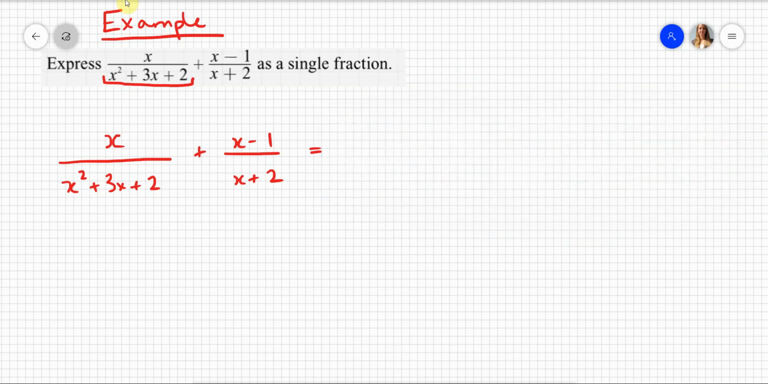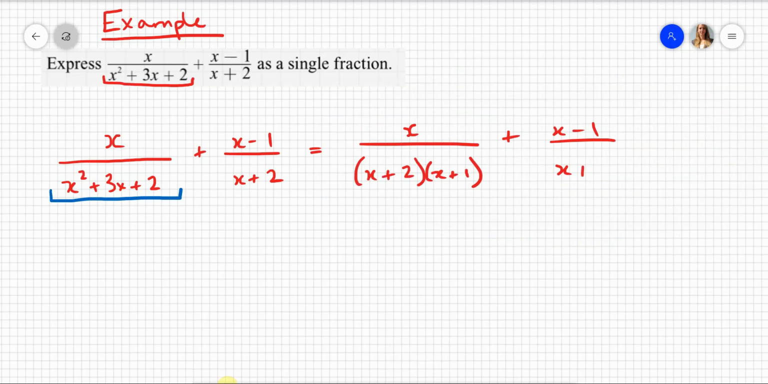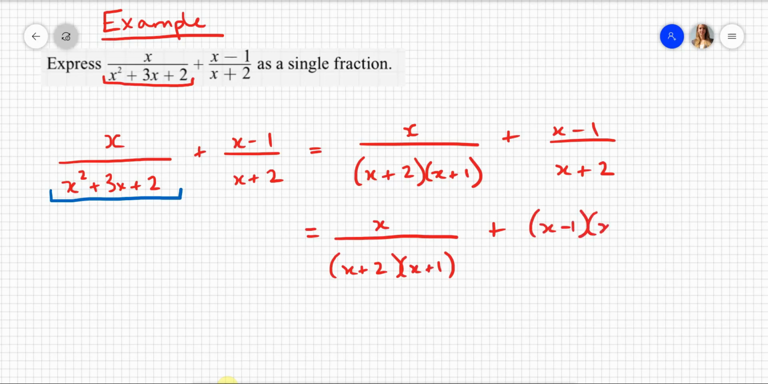Because what we should notice is that this quadratic can factorise. And if we factorise that quadratic, we'll find that it already has a factor in common with the denominator of the second fraction. So actually, we don't need to multiply the first fraction by anything. We just need to multiply the second fraction by x plus 1. And then they have the common denominator of x plus 2 into x plus 1.